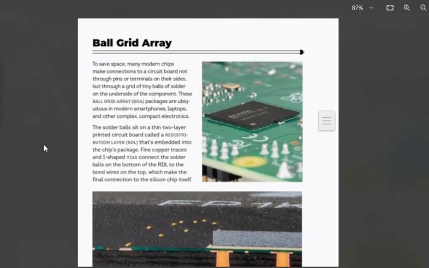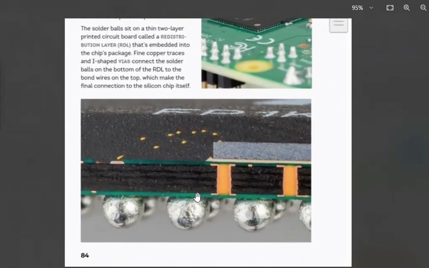So let's start. BGAs, that is their short form, are used to connect electronic chips to circuit boards in a compact and efficient way. They are commonly used in modern electronic devices where space is limited. And if we talk about how it works, BGAs have a grid of tiny solder balls on the underside of the chip. I have shown you also. Zoom it.